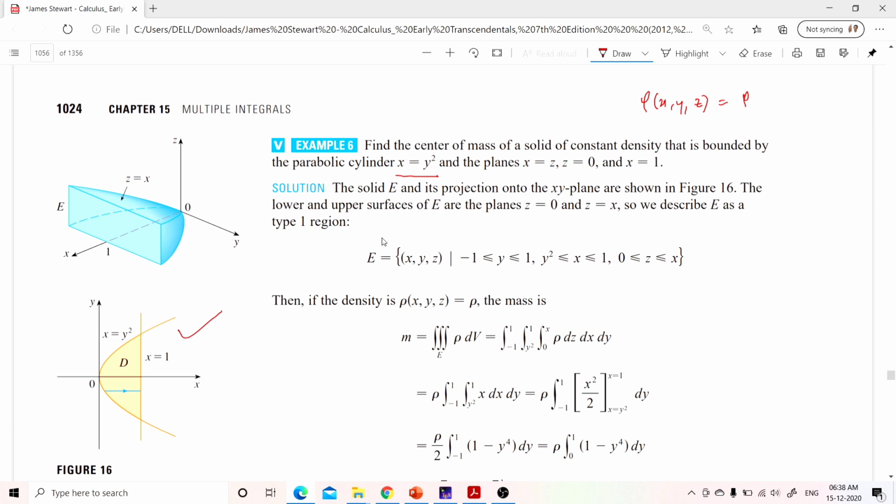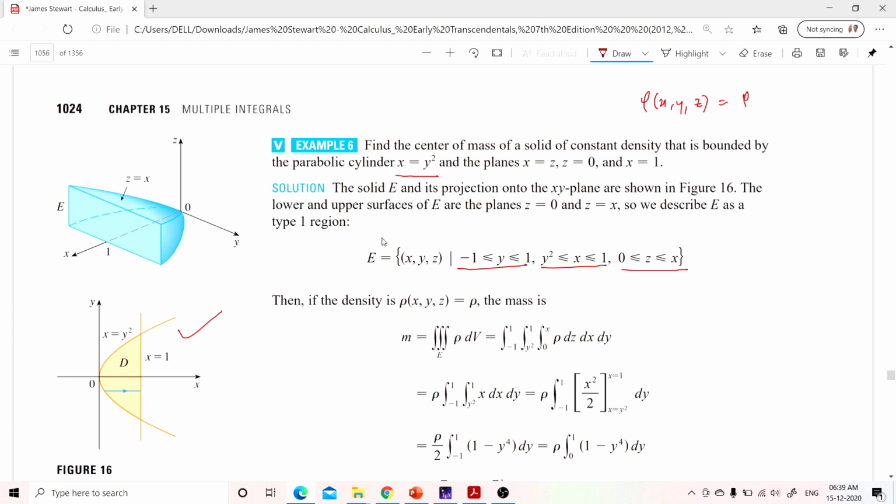When you do all these things, x is equal to 1, you just have a plane, right? And z is equal to 0, you have a plane, and x is equal to z, that also is going to be a plane. So the intersection of all these things will give you the solid. So here you may very well see that your y quantity ranges from -1 to 1, and from this your x quantity ranges from y square to 1, and z ranges from 0 to x.